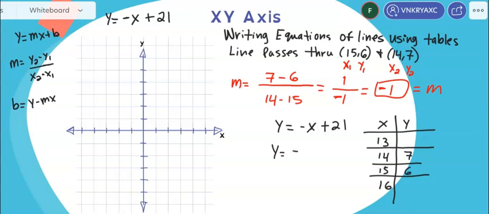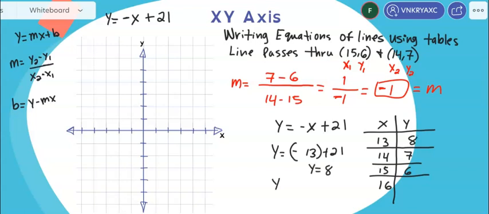So y equals negative 13 plus 21. It's just saying you're subtracting 13 from 21. That's basically what it's saying. So that's basically 8. So y is equal to 8. So that will be 8 over here.